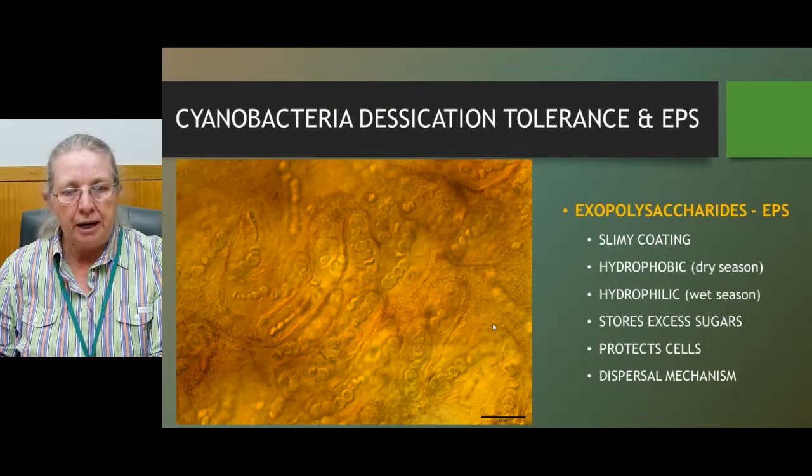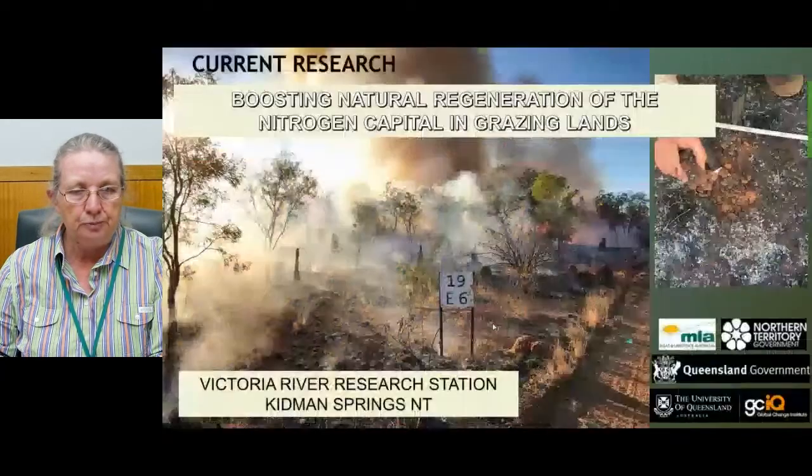And this is a special characteristic to preserve it against unseasonal rains. It protects the cells, but it also acts as a dispersal mechanism, and it stores excess sugars.